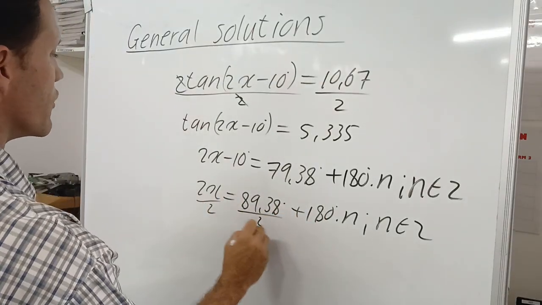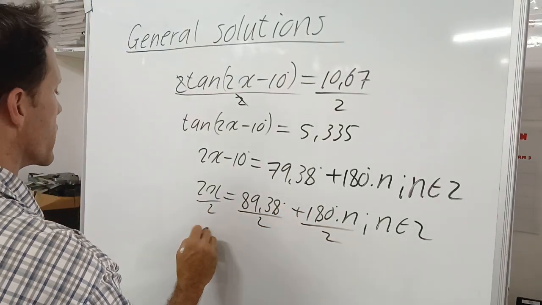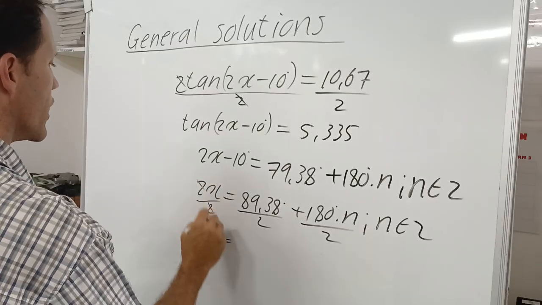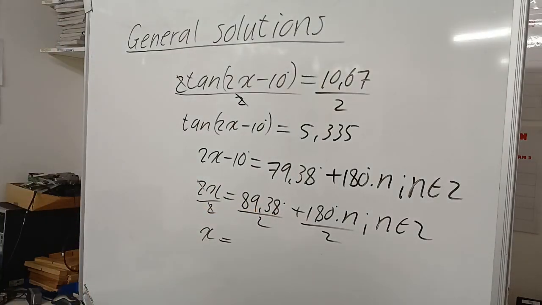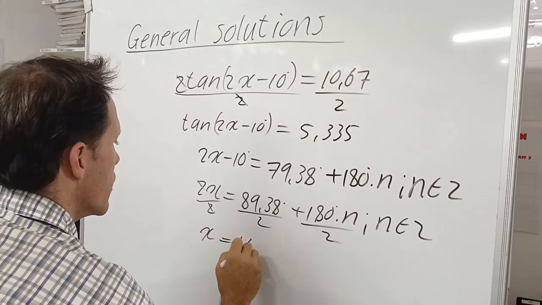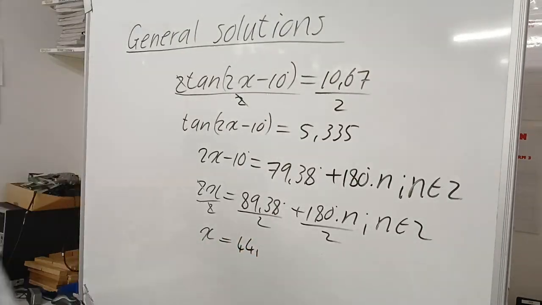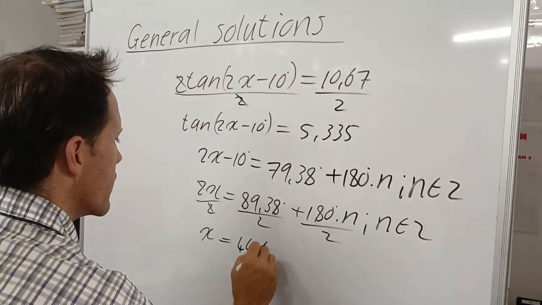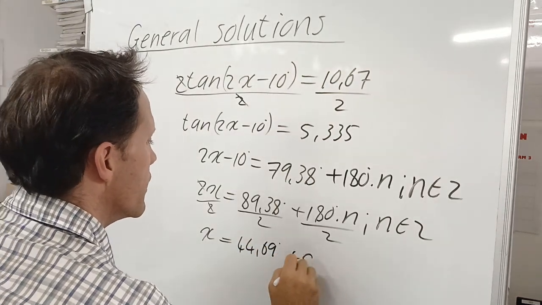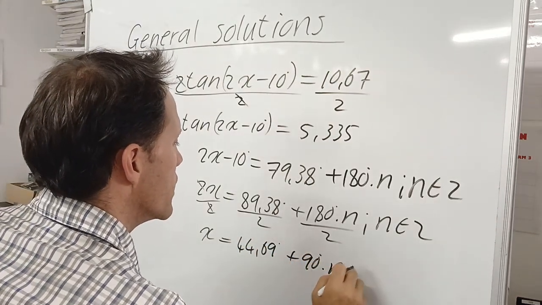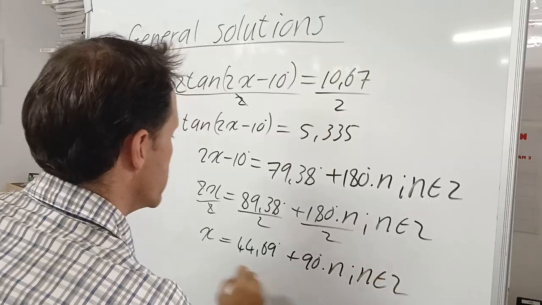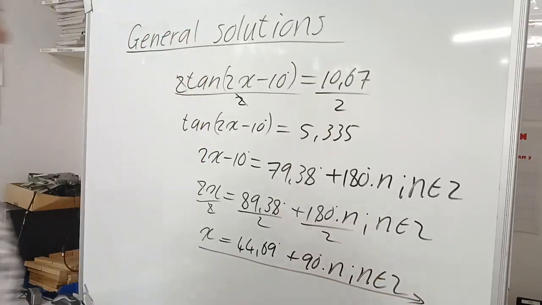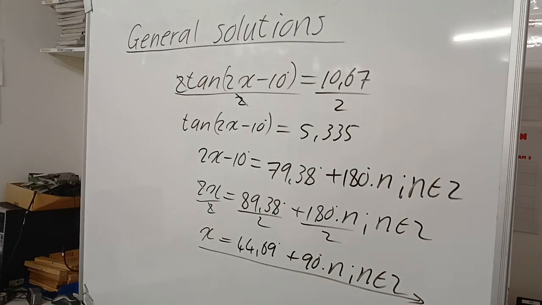And then you divide everything by 2. Yes, everything. We divide everything by 2, so we get x is equal to, you divide by 2, check for me, what's 89,38 divided by 2? 44,69 plus 90 times n, element of Z. Okay, so then that's the general solution for that question.